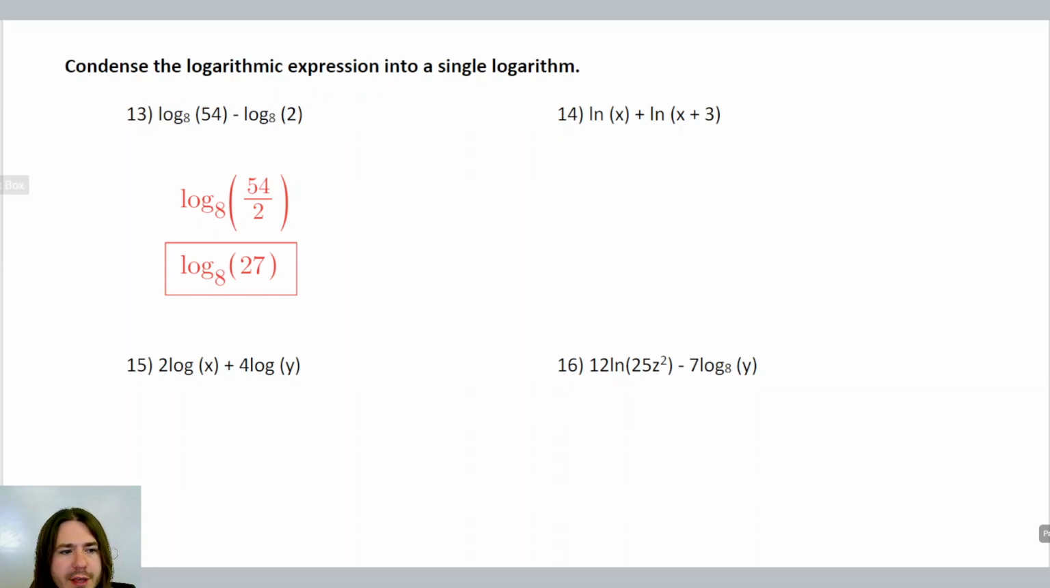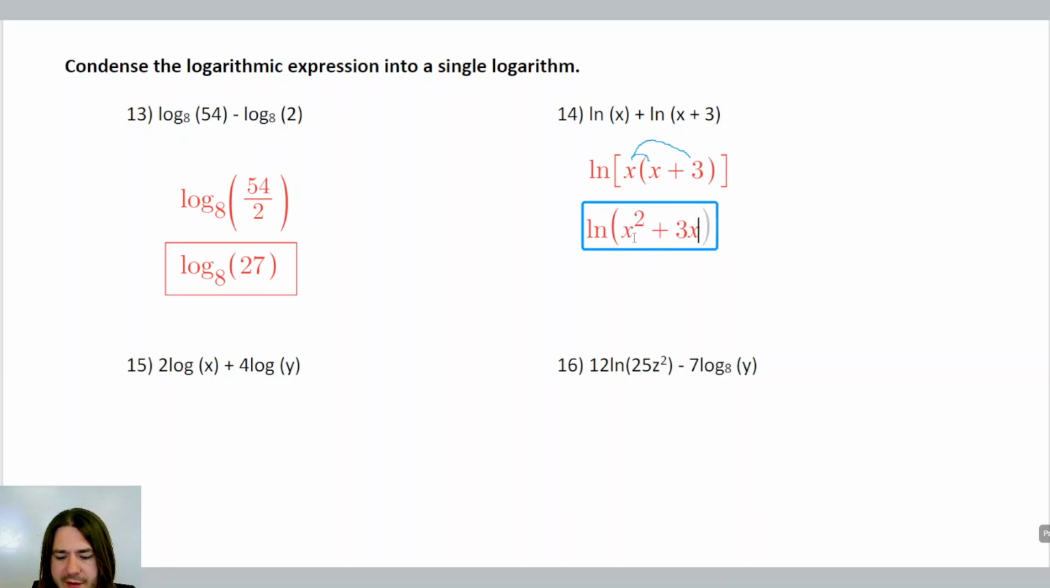For number 14, we are going to use the product property, and this one is going to take a little bit of extra work because we need to multiply x, and maybe I'll use brackets here to make this easier to read, x times x plus 3. So in order to multiply these expressions, I need to use the distributive property and multiply x by x, that'll give me x squared, and then x by 3 to get 3x. So this will be the natural log of x squared plus 3x. And nothing to simplify there, so we're done.